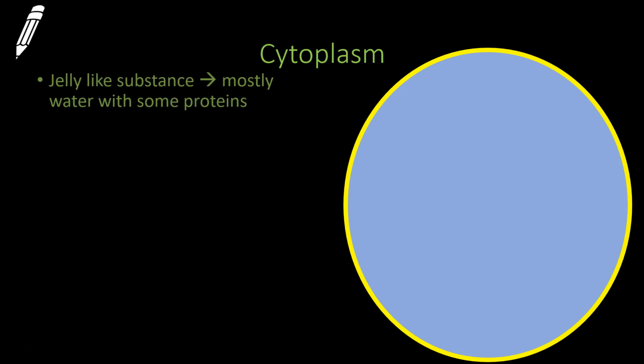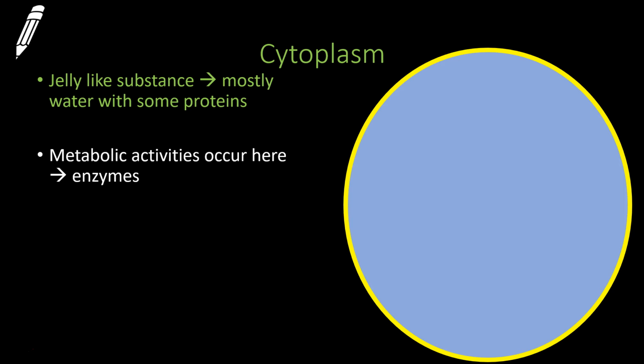Next, we have the cytoplasm. The cytoplasm is a jelly-like substance. It's mostly made up of water and some proteins. Most metabolic activities take place here, so think of the enzymes that we talked about. Those enzymes are going to do a lot of their work inside of the cytoplasm.